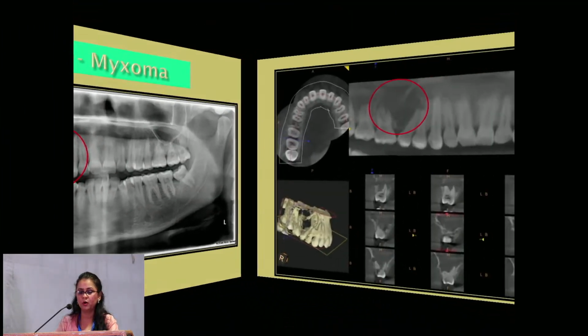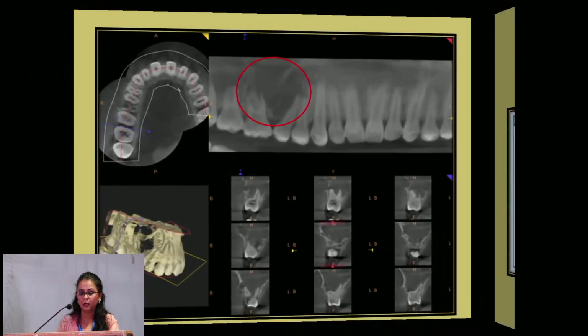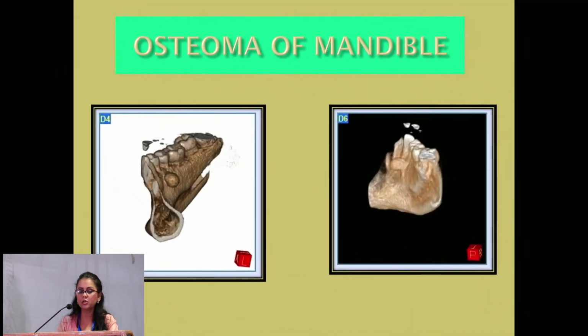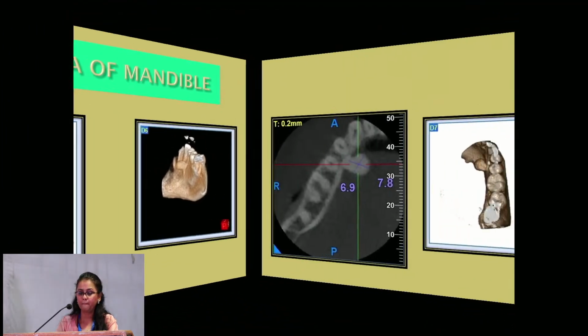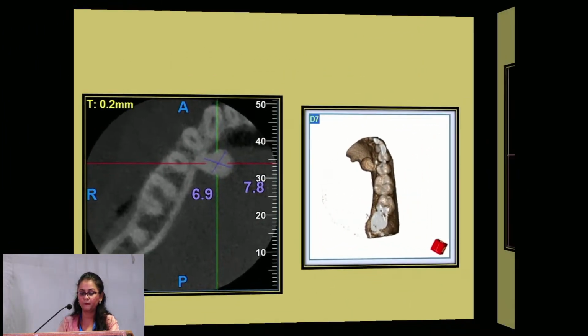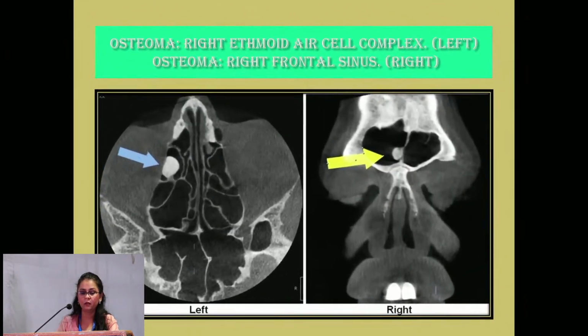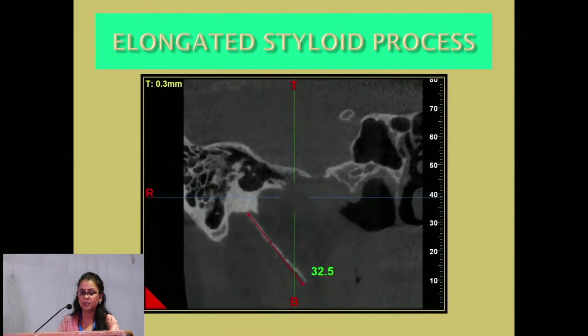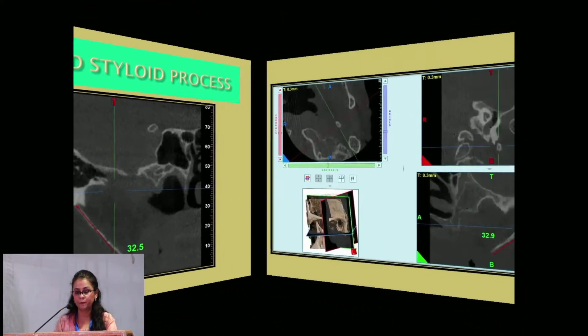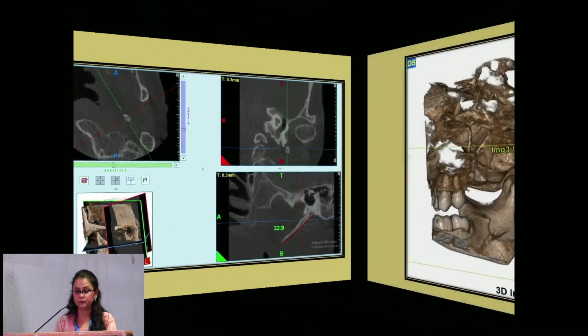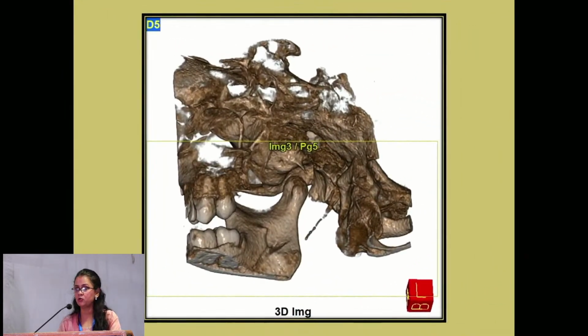Myxoma, giving you a multilocular appearance. Osteoma of the mandible. There was no complaint. Osteoma of the ethmoidal sinus. As I told you, elongated styloid process can be best visualized on CBCT, and the type of calcification that you see in the styloid process. On the 3D also I'm showing you.